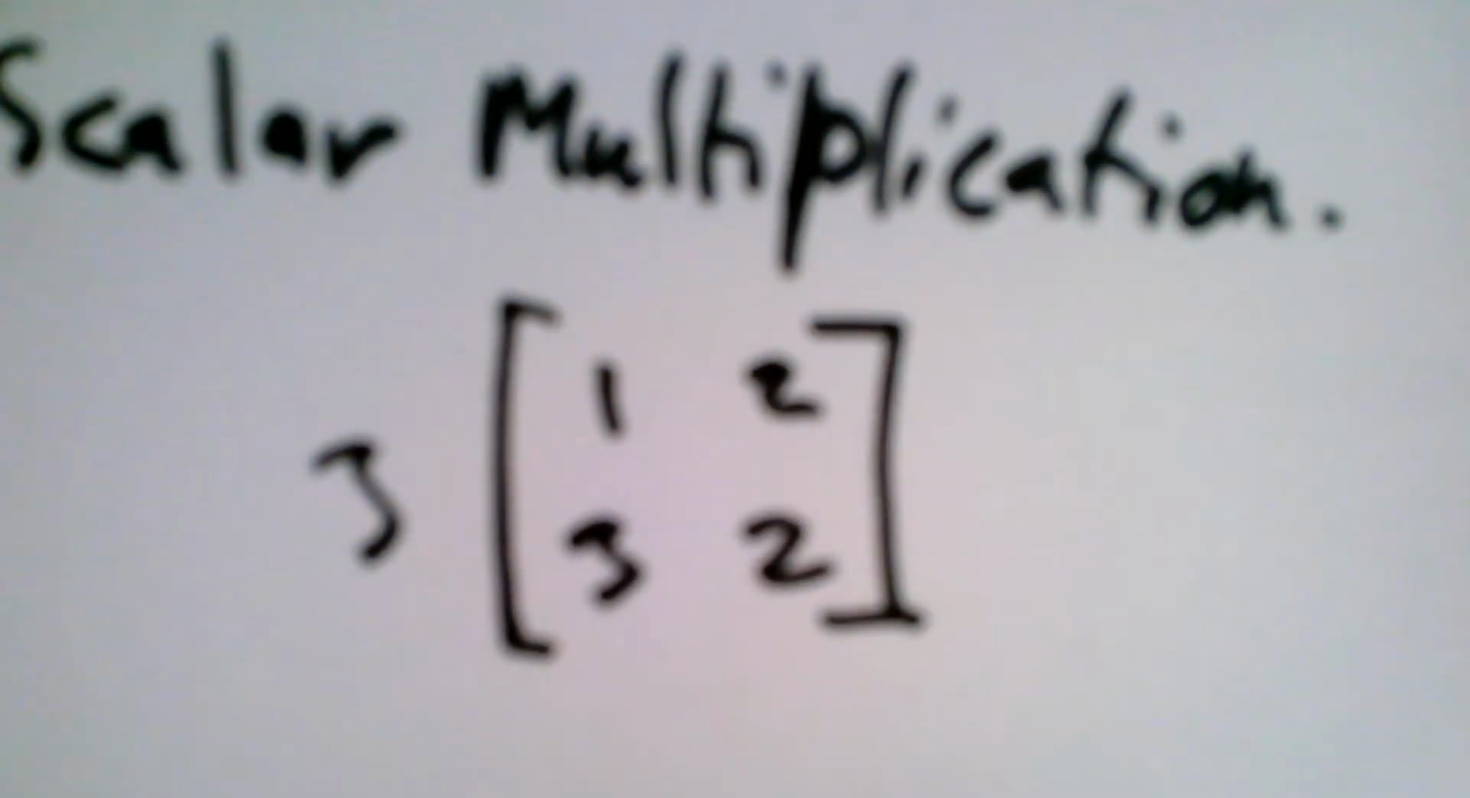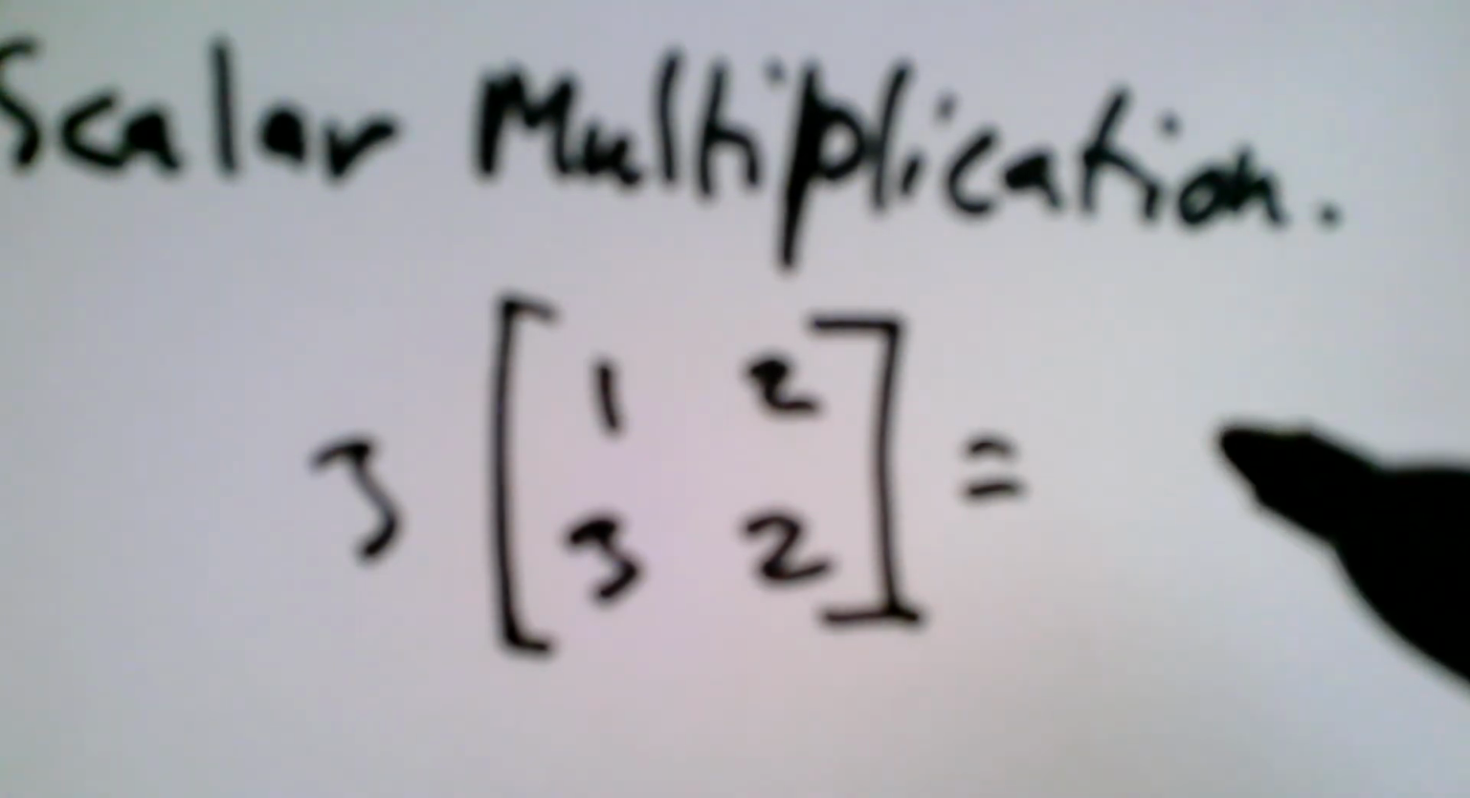Okay, so the next thing is, let's talk about scalar multiplication. Scalar multiplication is what happens if we have some number that we want to multiply by our matrix. So we have a matrix 1, 2, 3, 2. Well, the way that we do scalar multiplication is that we're going to multiply one row, and we can pick any row, or one column, and we can pick any column, and multiply by that number.